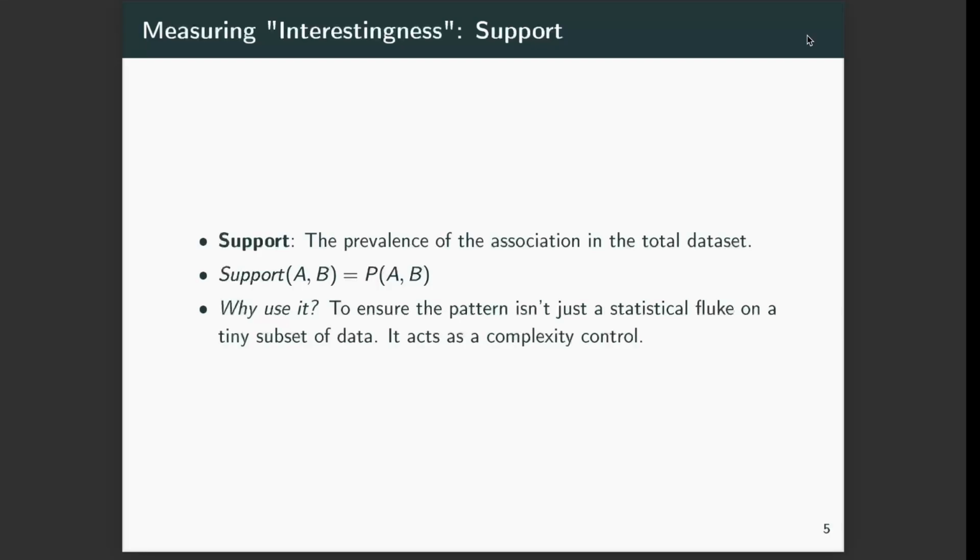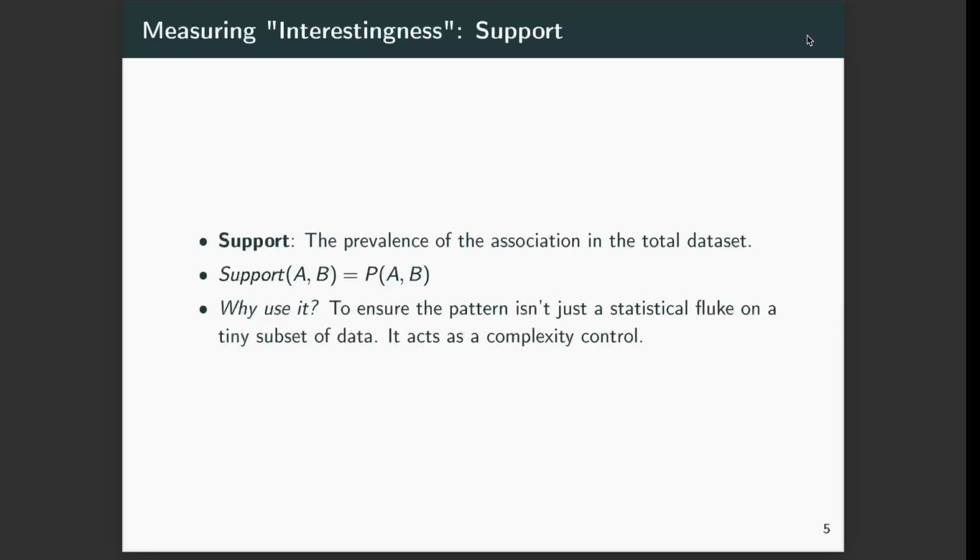Support tells us, this association is not just a statistical fluke on a tiny subset of data. It actually occurs with some regularity across the dataset. In practice, analysts typically set a minimum support threshold. For example, only consider associations that appear in at least 1% of all transactions. This filtering dramatically reduces the search space and ensures we are only looking at patterns that are genuinely prevalent.